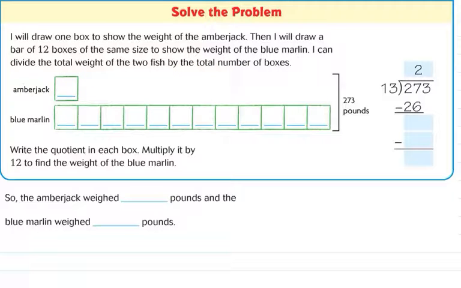Now, boys and girls, the total number of boxes here is 13 boxes, because there are 12 boxes for the blue marlin, and then there is one box for the amberjack. So we can notice that our divisor is 13, because there are 12 boxes here and one box here, altogether 13 boxes. Right here it says write the quotient in each box. We can't do that yet, so we're going to have to divide first. So let's do our division first.